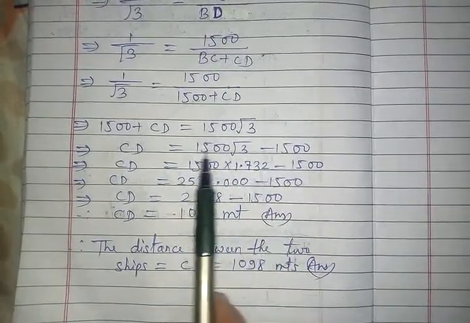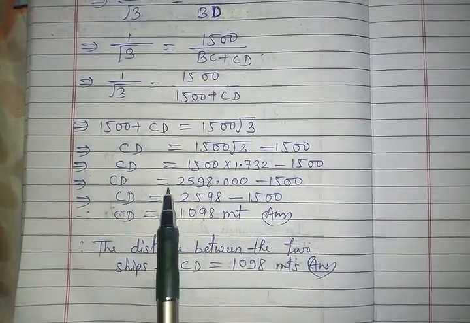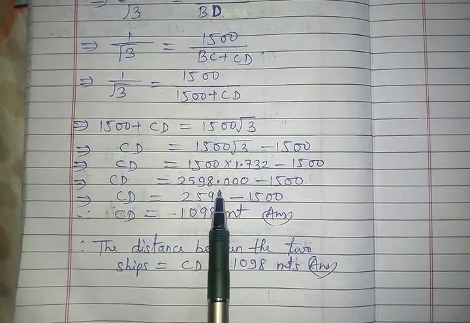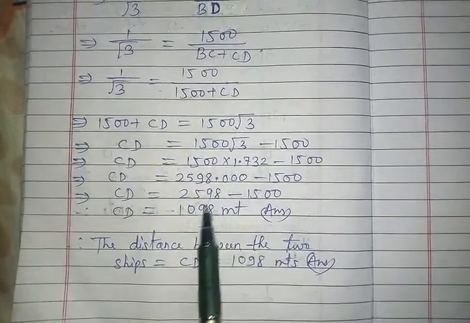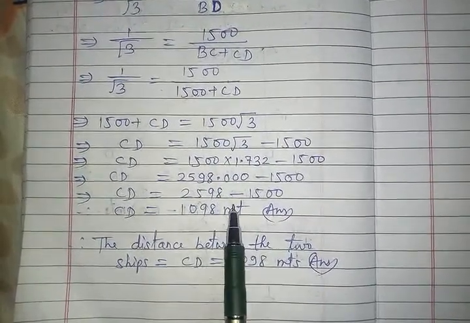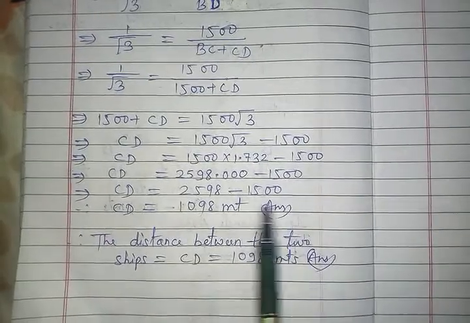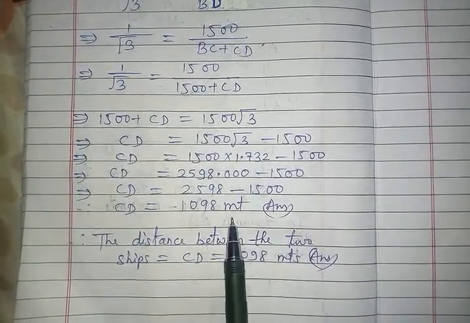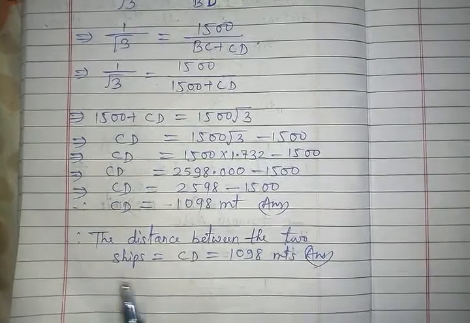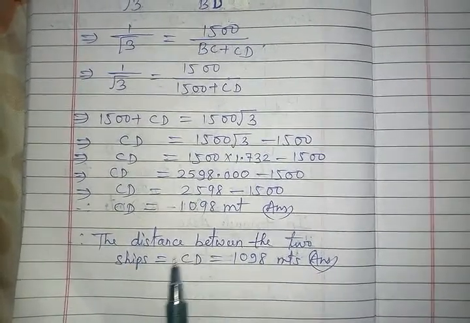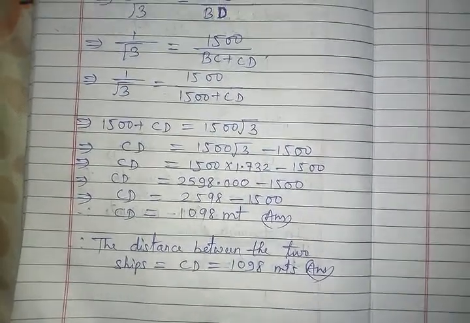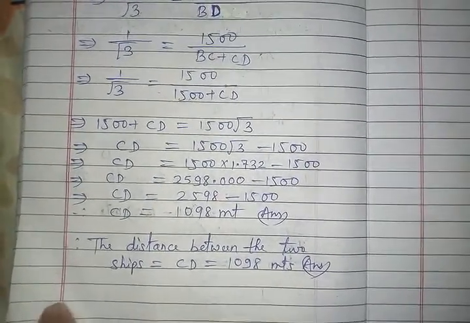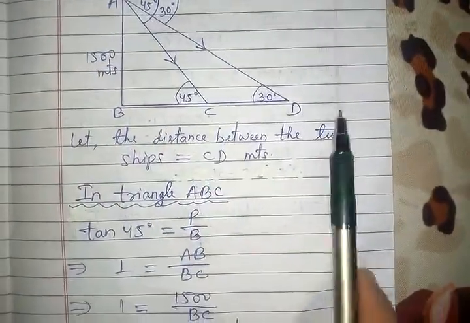And if I multiply these two numbers, 1500 and 1.732, my answer is 2598.000 minus 1500. But 0.000 has no value. So CD equals 2598 minus 1500. And if I subtract, CD is 1098 meter. So we had to find the distance between the two ships, which is CD, and the value of CD is 1098 meter. So this is how we got our answer. Our question was to find CD, and we finally got the value of CD.